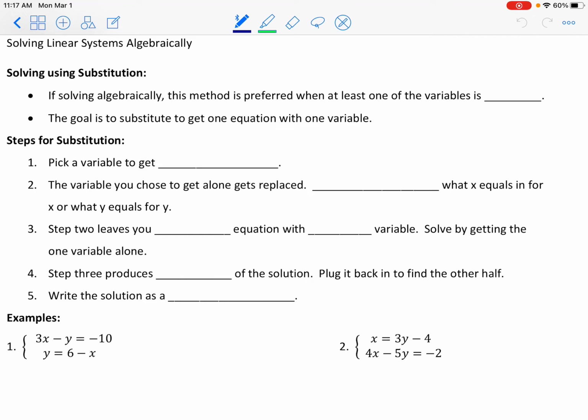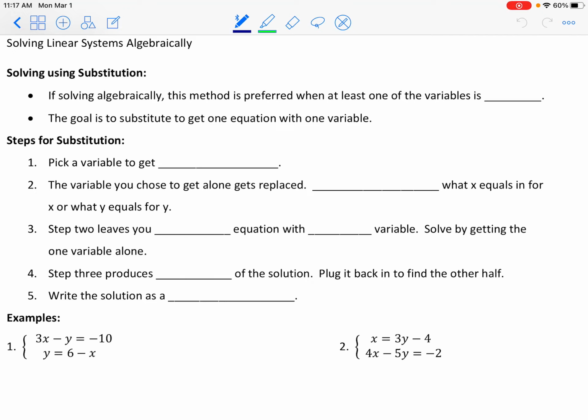Now there are other ways to solve. The algebraic ways to solve is what we're going to look at today, because we don't always have access to technology, and we should be able to do some of these things by hand. This is an algebra class, let's do some algebra, right? So one of the ways we can solve algebraically is using substitution.